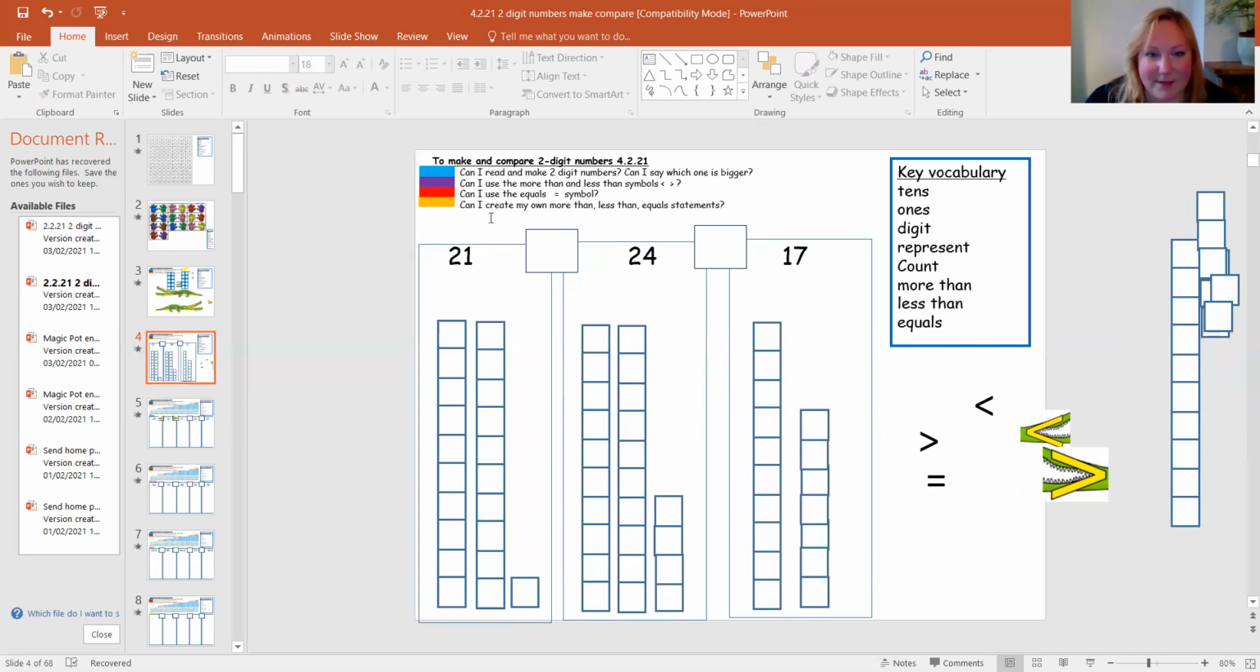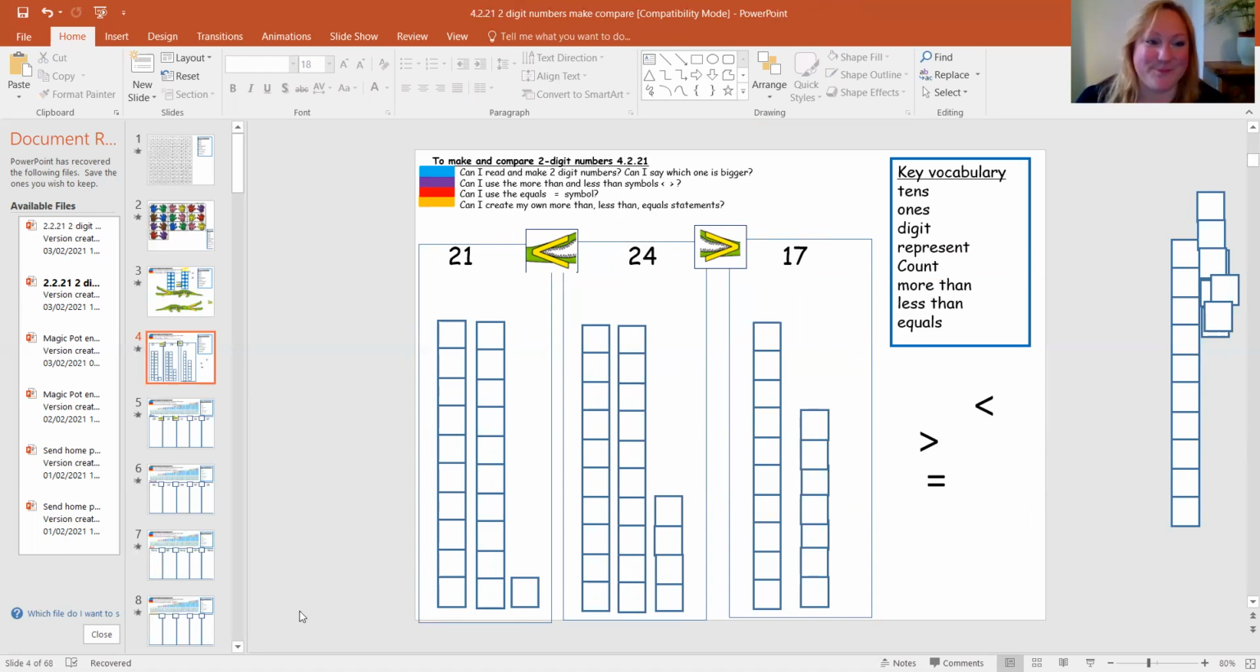Let's start here. Which is the crocodile going to want to eat, 21 or 24? 24 is definitely bigger, so he's going to want to eat that. 21 is less than 24. Great job. Now we've got 24 and 17. Bit confusing because 17 has got so many ones, but it hasn't got as many tens as 24. Right, okay, I know the crocodile would want to eat 24, he's hungry. And I can say the sentence, 24 is greater than, is more than 17.